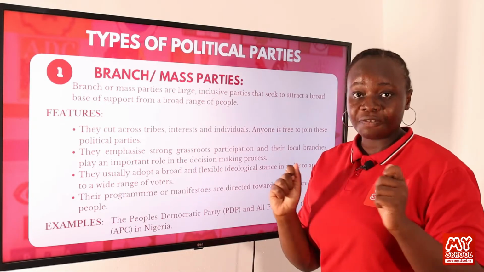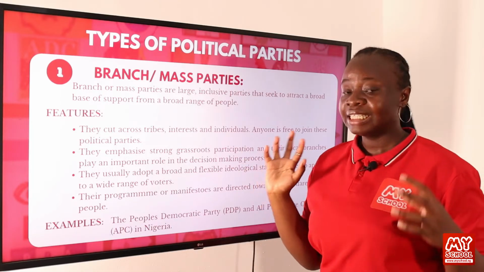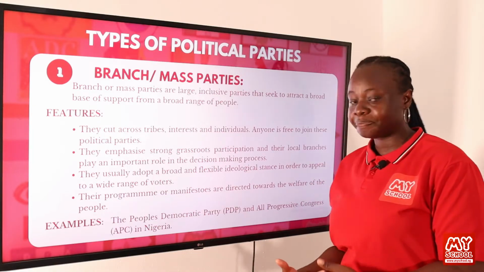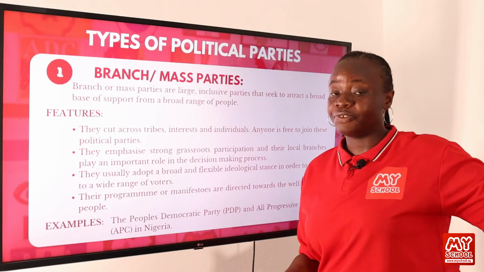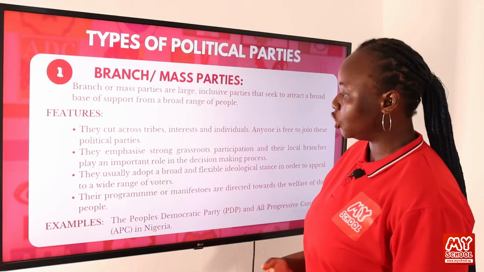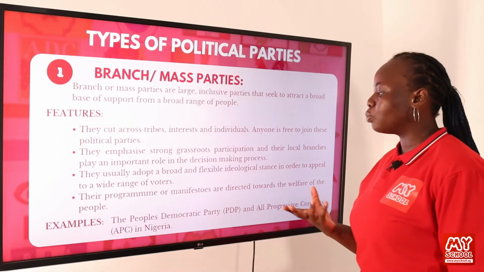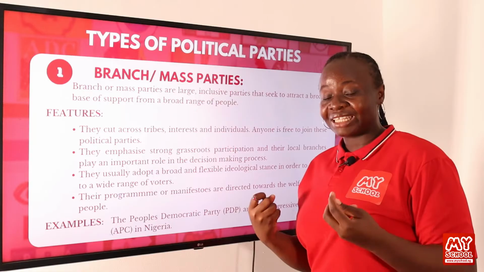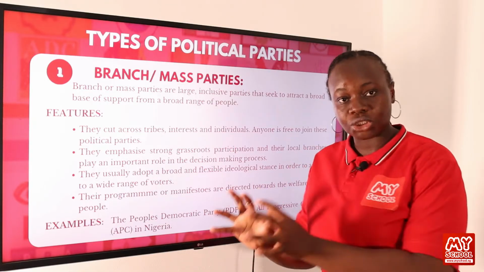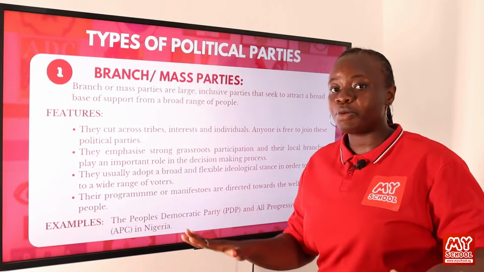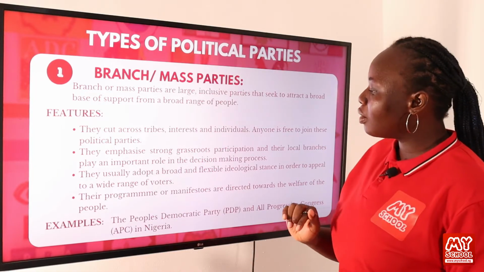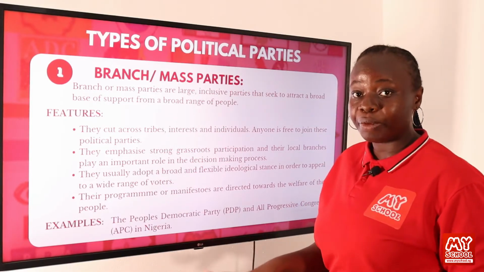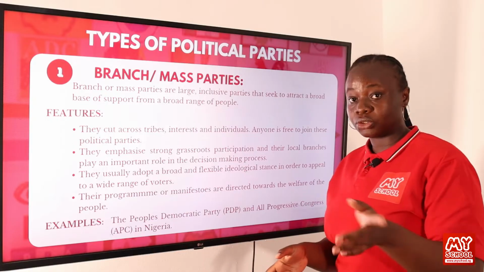So, one of the benefits of these branch or mass parties is that they allow for grassroots participation. Everybody in the country is allowed to participate in this political party. And they have branches at various local levels of the nation. They usually adopt a broad and flexible ideological stance in order to appeal to a wide range of voters. Again, they do not have an ideological stand. They are not capitalist in nature or socialist in nature. They try to appeal to everybody within the society. Their programs or manifestos are directed towards the welfare of the people. So they care about the masses, the common people, rather than certain groups of people within the society.